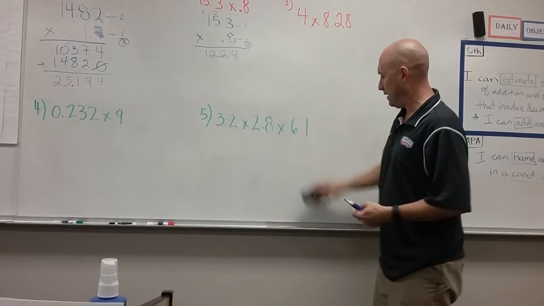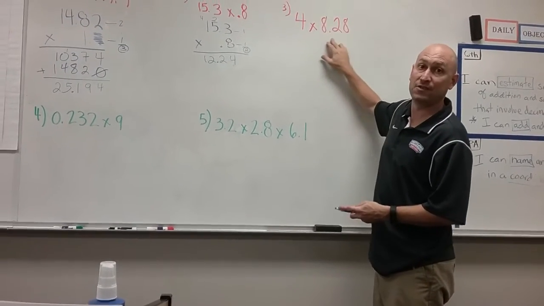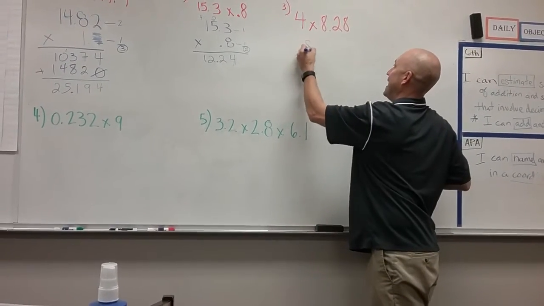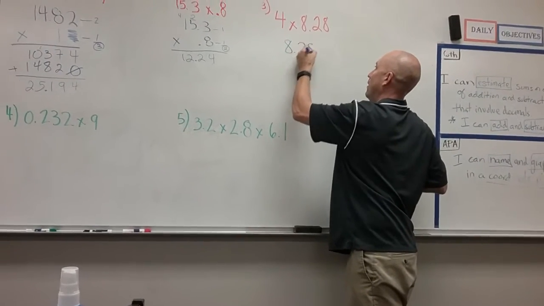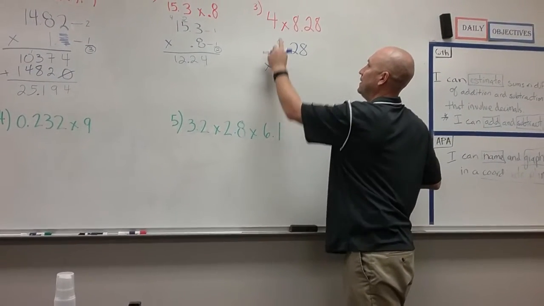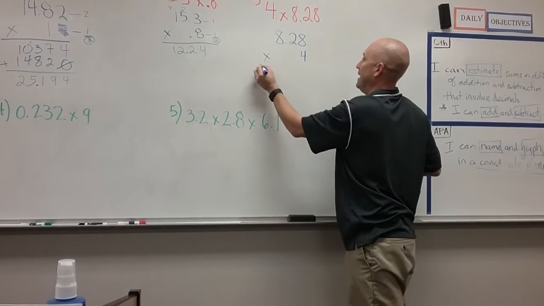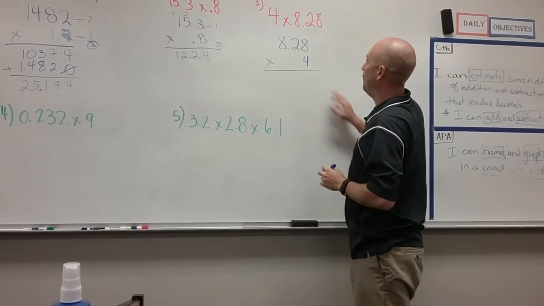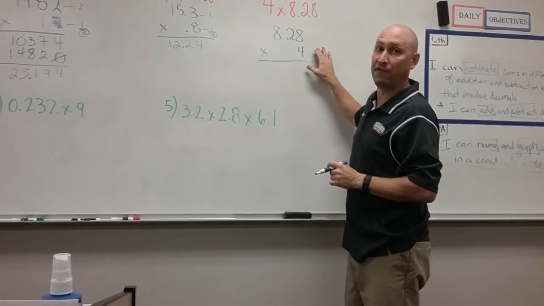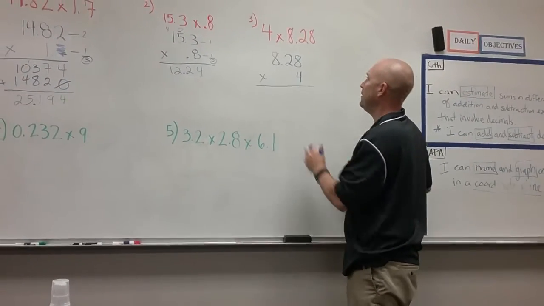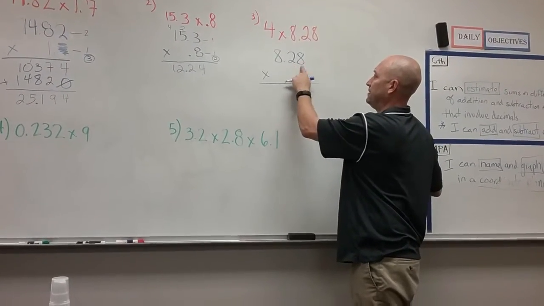What I want to do here is put the bigger number of digits on top. So I'm going to put my 8.28 on top, and underneath it, I'm just going to put the whole number 4, lining up my end digits. I do not want to create more work for myself if I don't have to. Here, I look at how many decimal places I have.